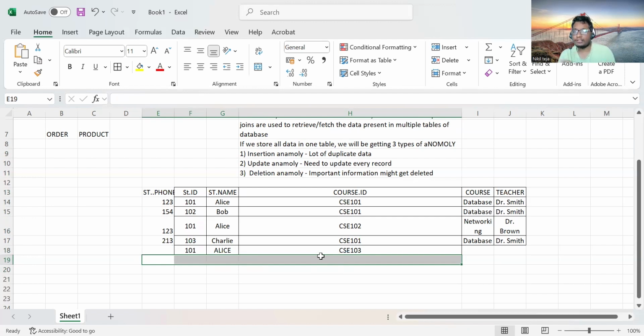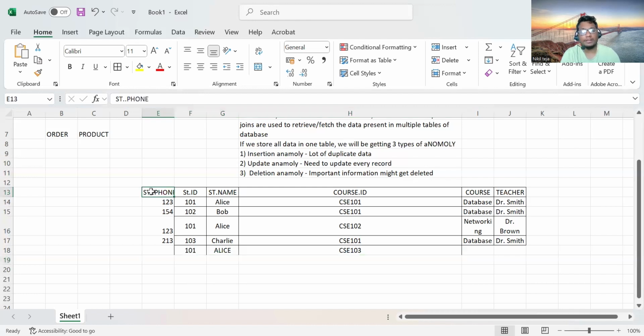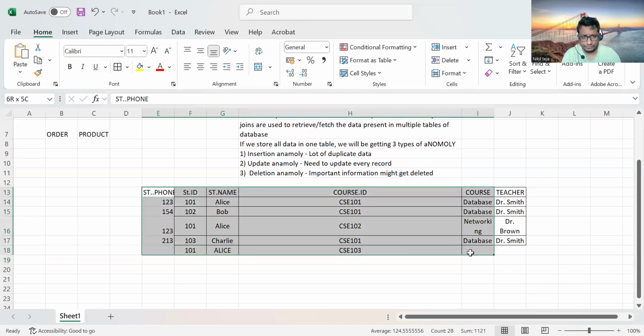So in order to tackle this insertion anomaly, we are using joins so that we can segregate the big data present in the large table into smaller tables, and we can tackle the problem easily. So with the help of joins, we can tackle insertion anomaly.